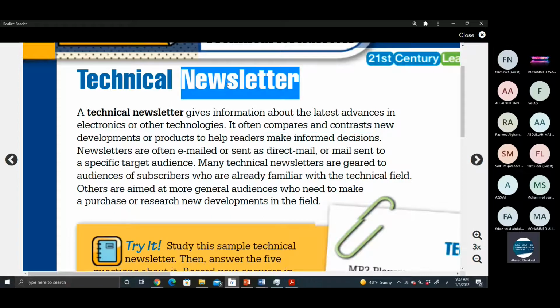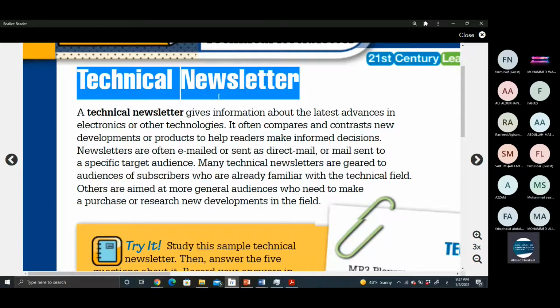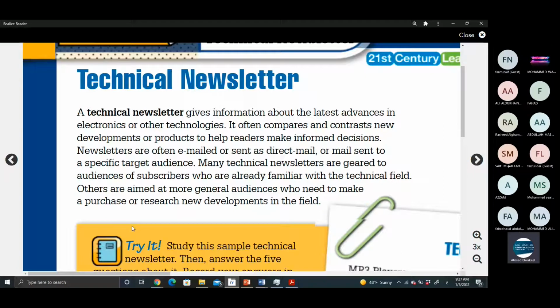In this technical newsletter, you're gonna make a comparison and contrast between both devices or both phones, telling me about the best about this phone and the best about that phone, the worst about this phone, the worst about that phone, comparing prices of both phones. Consequently, a newsletter which is concerned about technology will give us the needed information about the devices that we want. And usually, those newsletters are often emailed or sent as a direct mail.